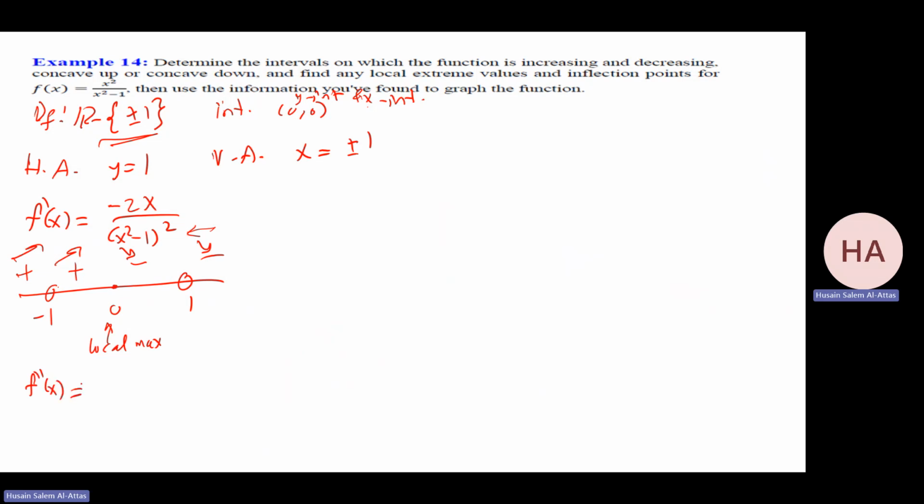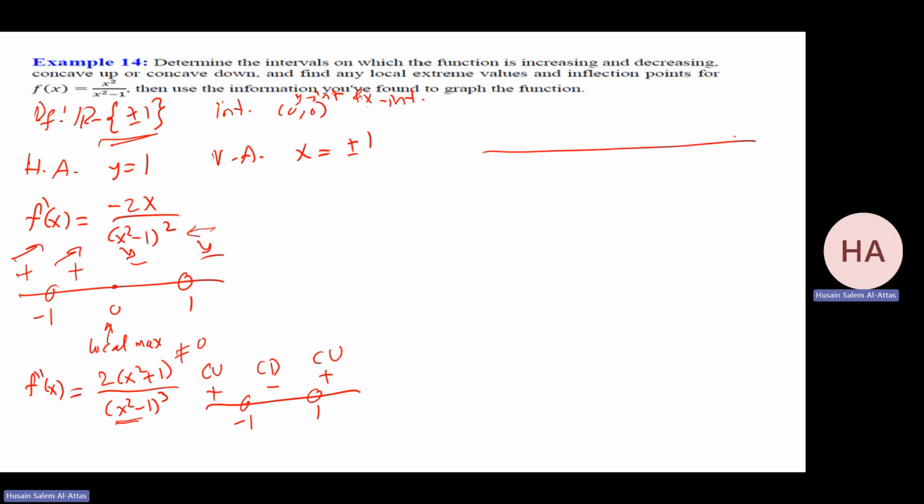I'll do f double prime. That will be 2(x squared plus 1) over (x squared minus 1) cubed. Okay, so to do the sign diagram, the numerator cannot be equal to 0. So do the sign diagram only for minus 1 and 1, where they are not defined. Before minus 1, that will be positive. This will make the effect. That will be positive, negative, positive. So it's concave up, concave down, concave up.